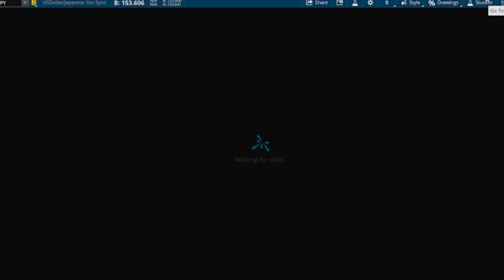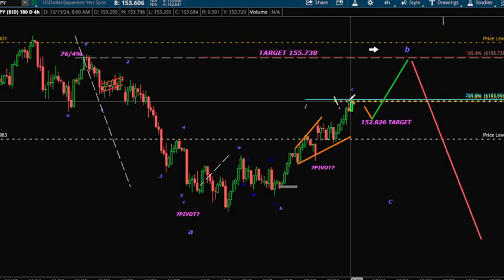chart here. Let's see if it's going to come up. It lags on me quite a bit. We'll just come back to it if it's not going to work. Okay. So, like I said, if the indicators are showing some bullish moves, I would say that this target up here at the 155.73 or 0.738 is probably in play, but not before at least a pullback.